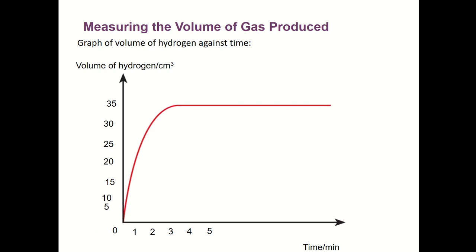So again, you can divide the graph into three parts. So the first part you will see is at the start of the reaction. So again, at the start of the reaction, we have the most amount of reactant particles, hence the frequency of effective collision will be the highest. So you will have the fastest reaction rate here, hence the gradient is the steepest.